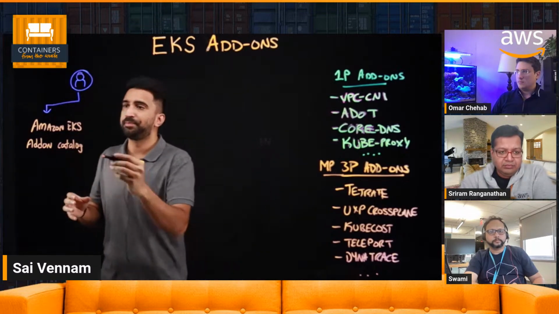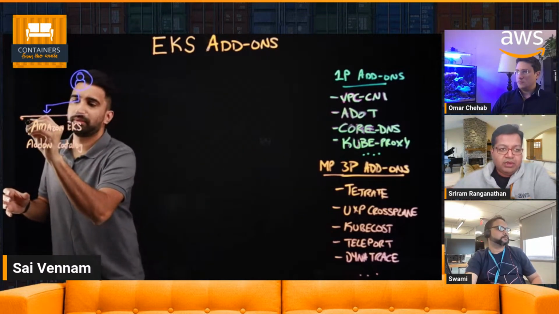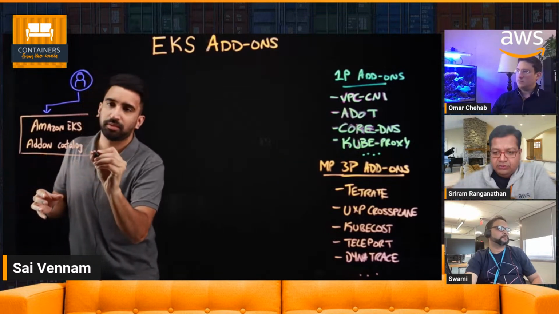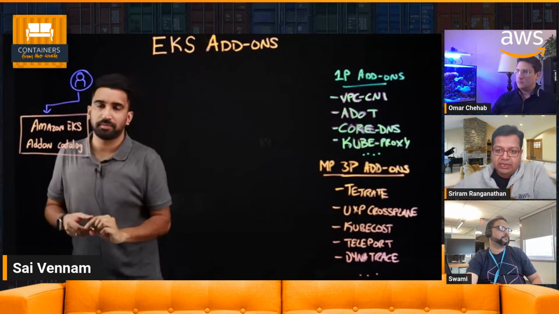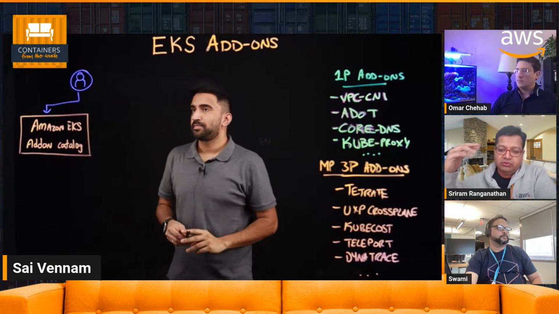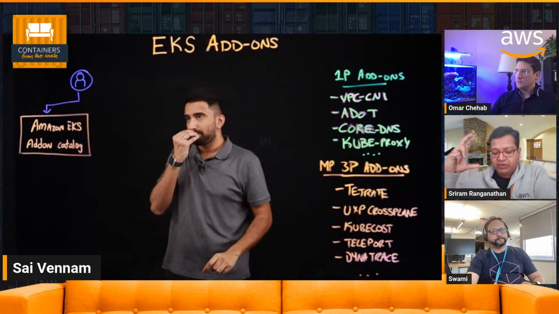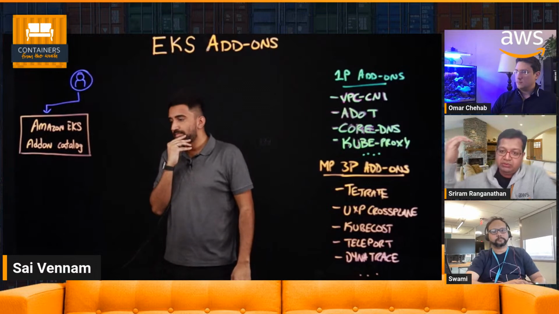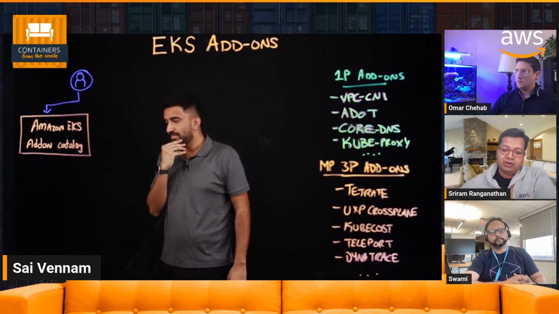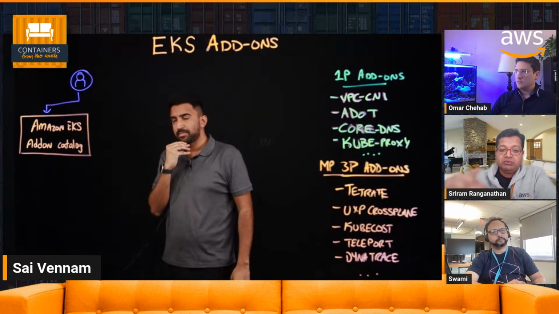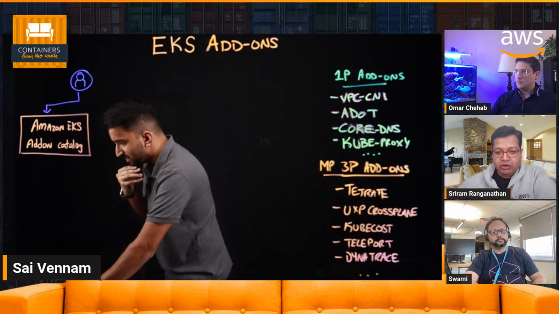Sure. So when you log into the Amazon EKS console, you will distinctly see that there are 2 sections for choosing the add-ons. One is the native first-party add-ons that we support, and then you will see that there is a third-party add-on section that you can choose from. And that's where you will see the different add-ons that we just spoke about.